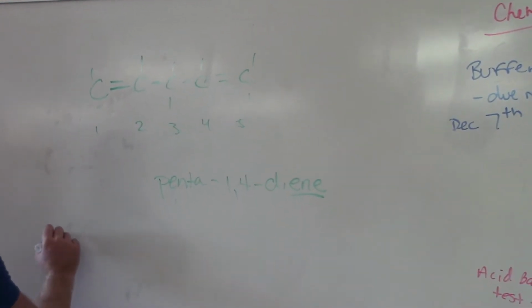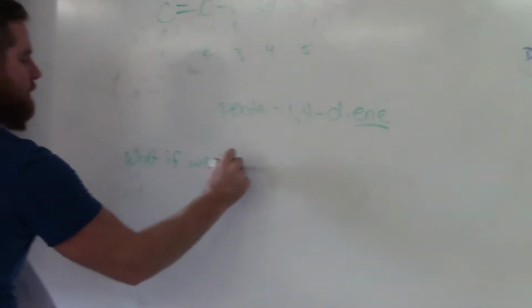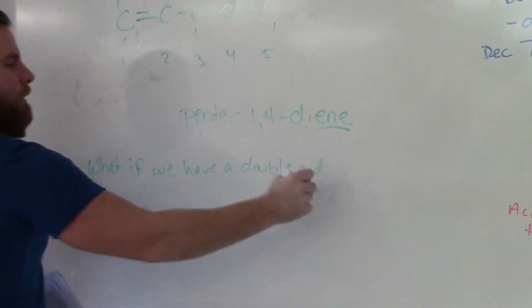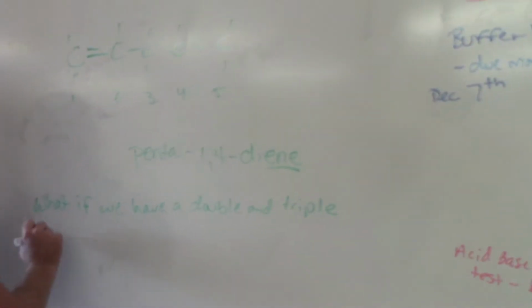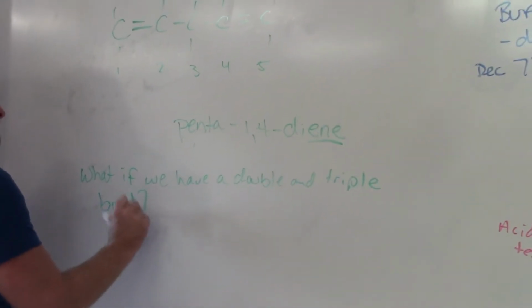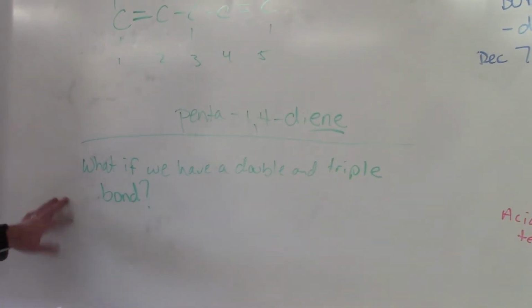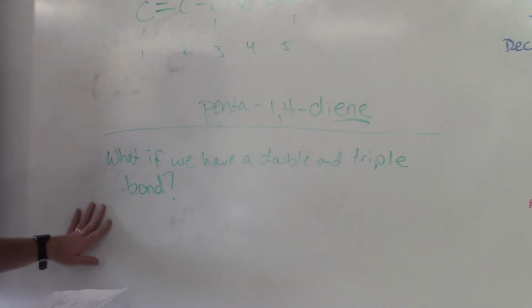Now, what if we have a double and a triple bond? This is more like an HMA style question, so a higher mental activities question. Okay, you're not going to see this a ton other than with enrichment questions, but you are responsible for it.